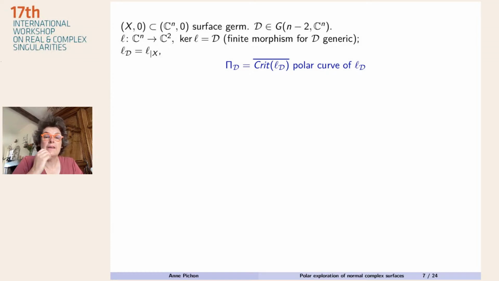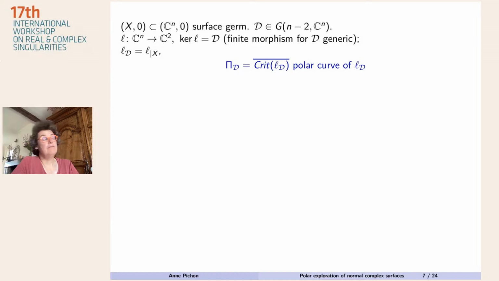And now consider the polar curve of LD, which is defined as the closure of the critical locus of LD on X minus 0. You get a curve on X, which is called the polar curve of LD.